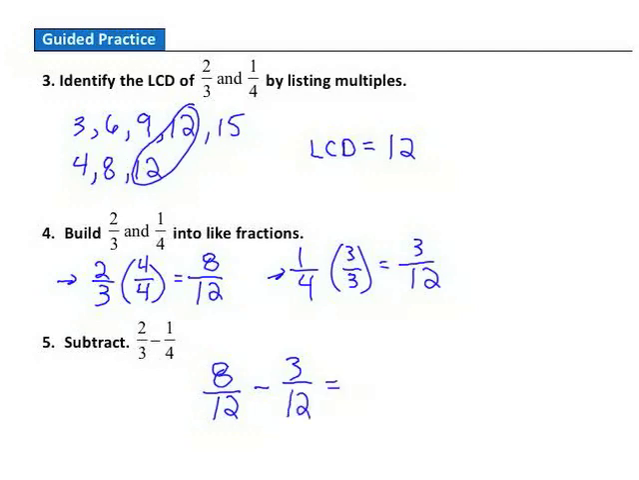Now I have like fractions with the same denominators, so I can subtract. 8/12, if I take 3/12 away from 8/12, I'll be left with 5 of these 12s. 5 and 12 don't share any common factors, so that's our final simplified answer.